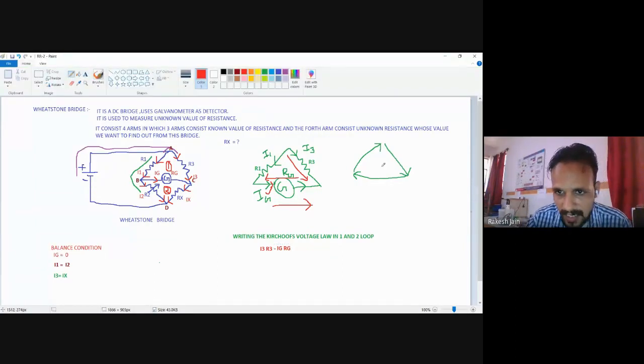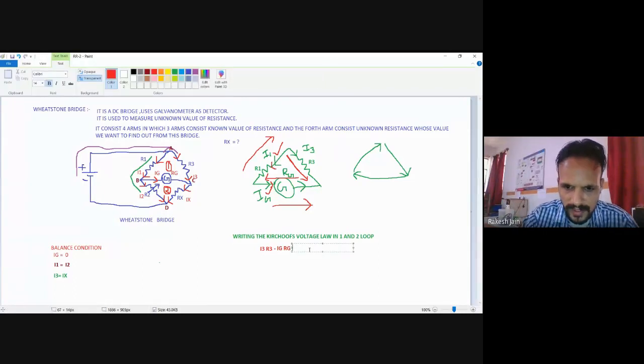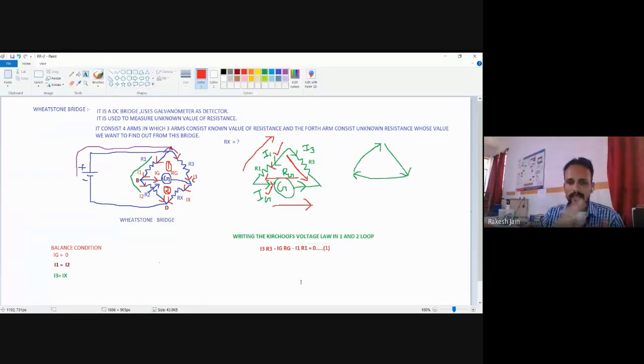I am going in this direction. My direction is clockwise, so I go here first, then here, then in this direction. But the original current I1 direction is opposite to me, so I have to use the negative sign again. So minus, the current is I1 and the resistance is R1. So the total voltage of the three arms is equal to 0. This is equation number 1 according to Kirchhoff voltage law, that the total voltage in any closed path is equal to 0.